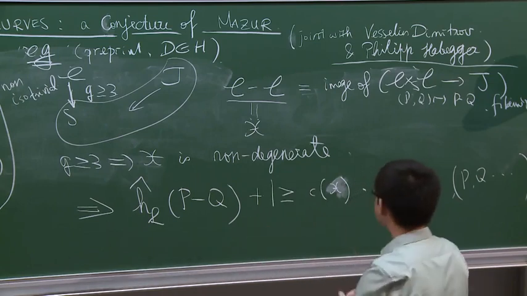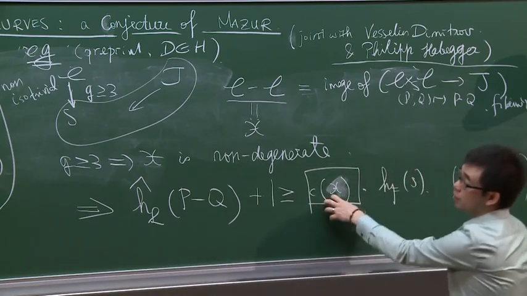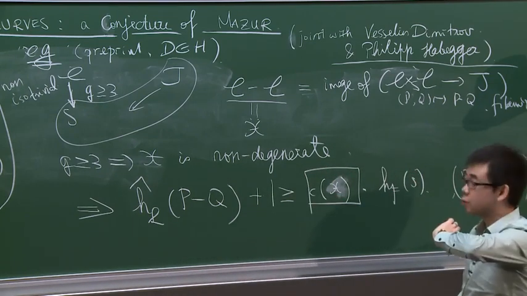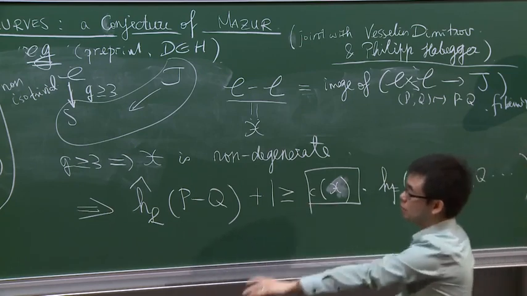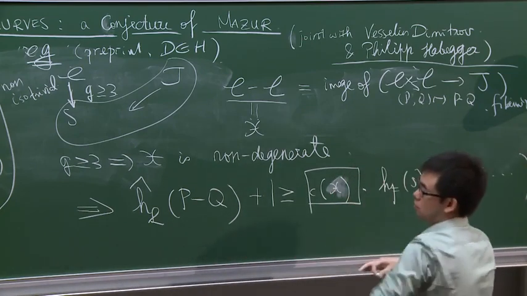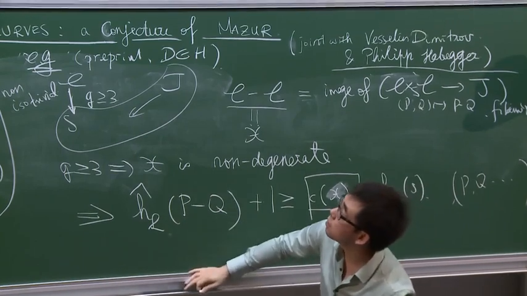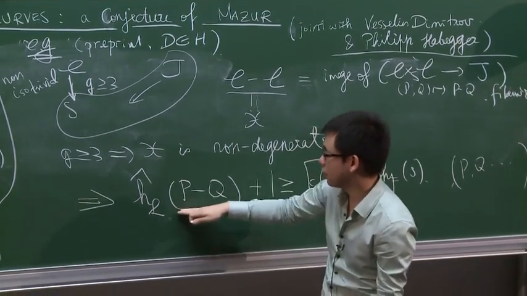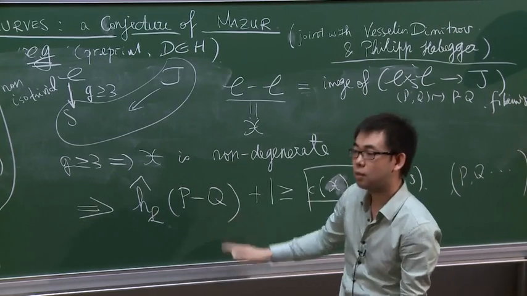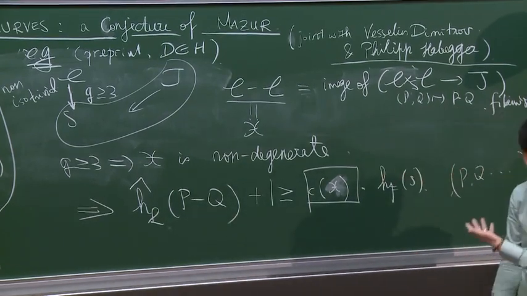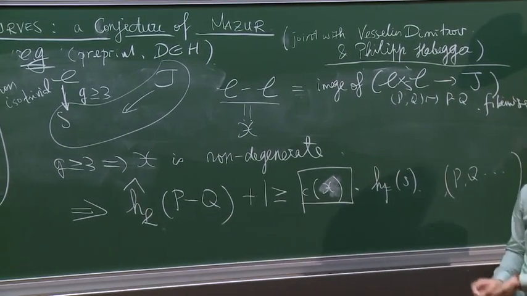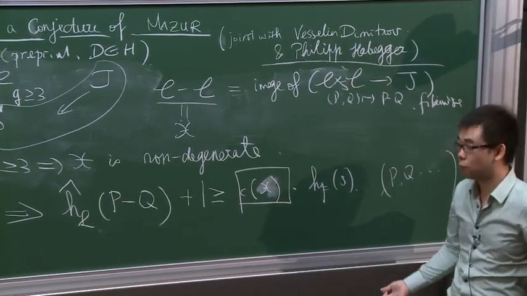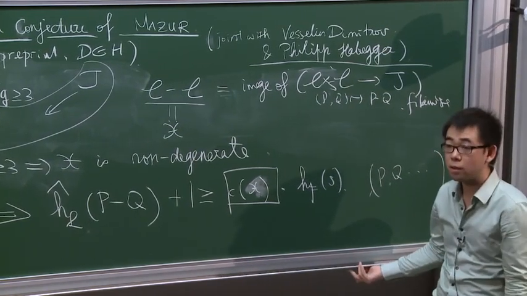But at least now we see that because this number depends only on the family, not each individual fiber, we can see that now we really have this result. So the height of the distance of any 2 points, algebraic points, are uniformly bounded below linearly in terms of the Faltings height. And this is what we want to prove.